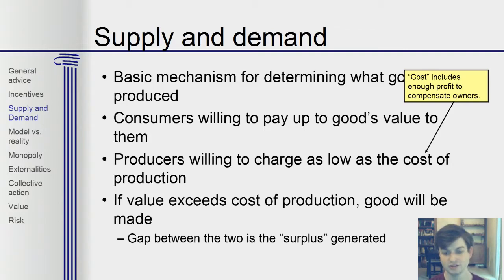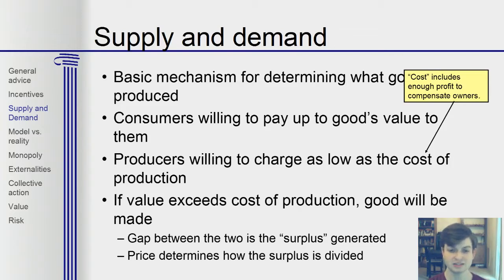Now, often they're not identical. The value of the good is substantially higher than the cost of producing it, and the gap between those two is what we call a surplus. That's the benefit to society that results as a result of this production occurring, right? We've taken something and created something of higher value with it.